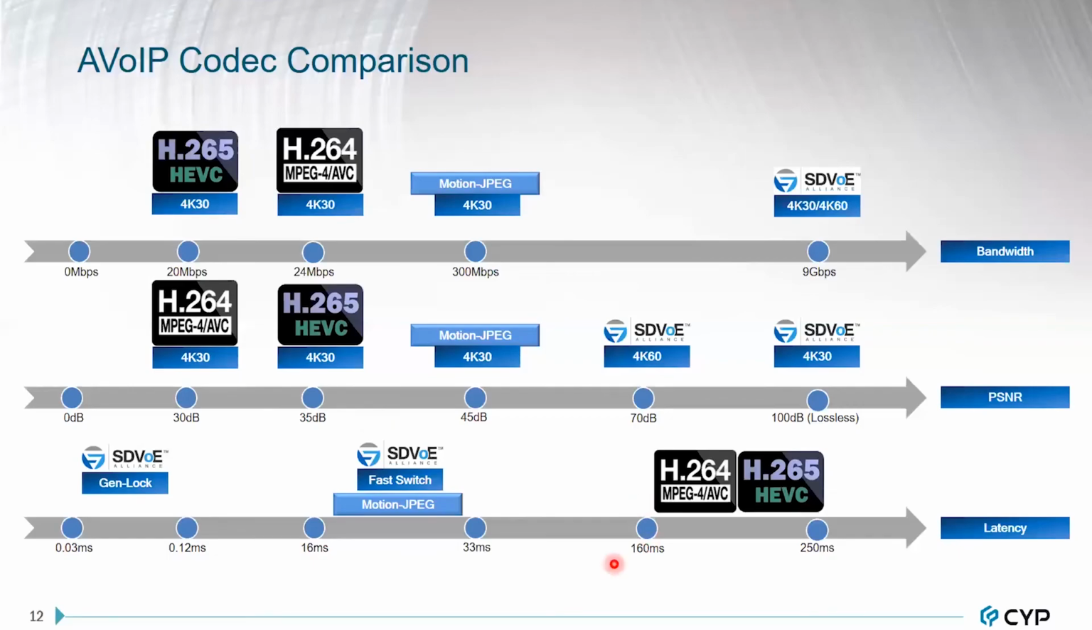The highest latency is H.264 and H.265. This codec is widely used in security, and the distance between the cameras and the command room is very long, so latency is not the most important priority. But the smaller the bandwidth, the more cameras you can use.